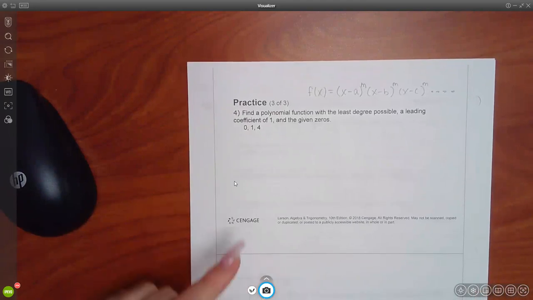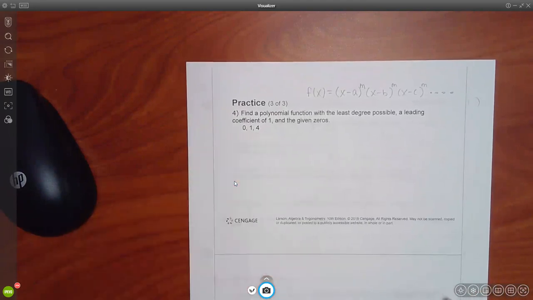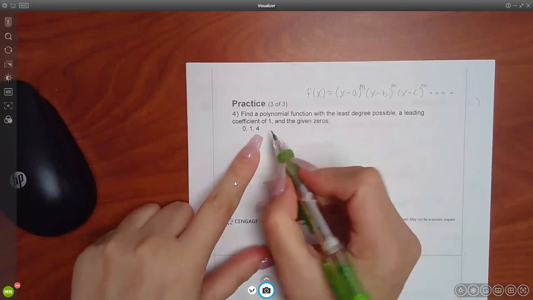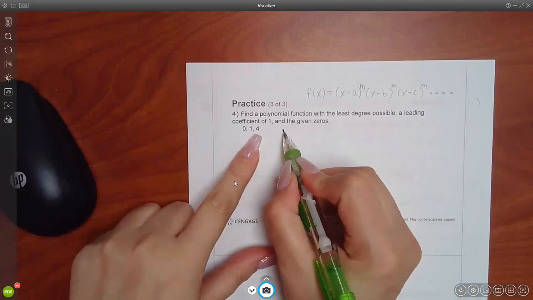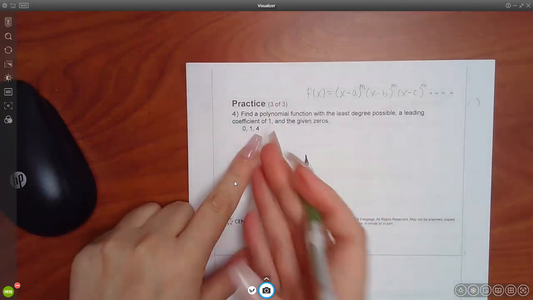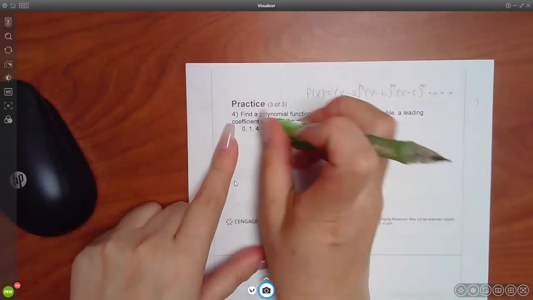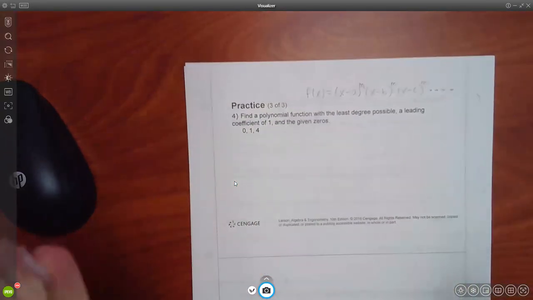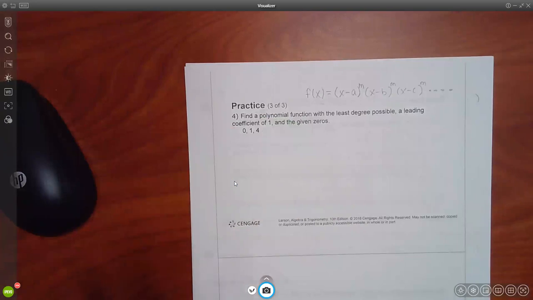Now, normally, they'll tell you the multiplicity. If they don't, you assume that it's just 1, okay? So it might say 4 with multiplicity of 2. Then you know that the 4 has a multiplicity of 2. But if you don't see those words, assume that the multiplicity is 1, okay?